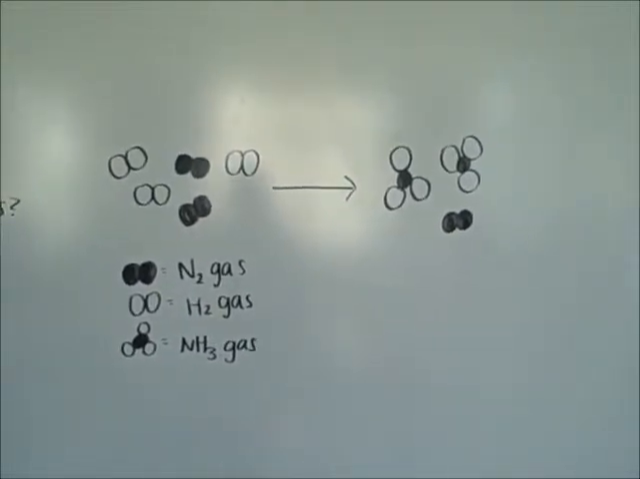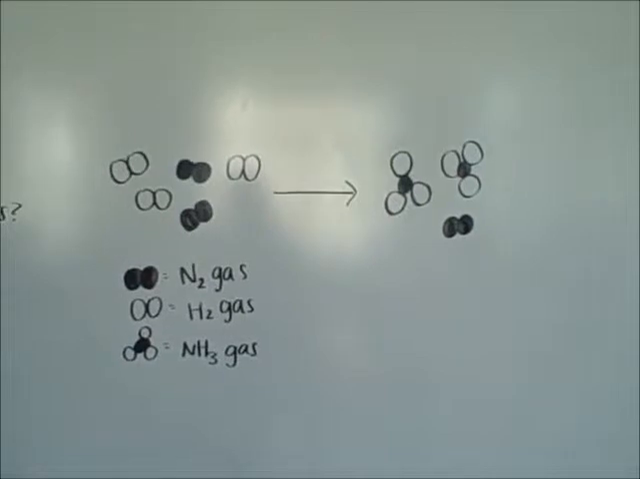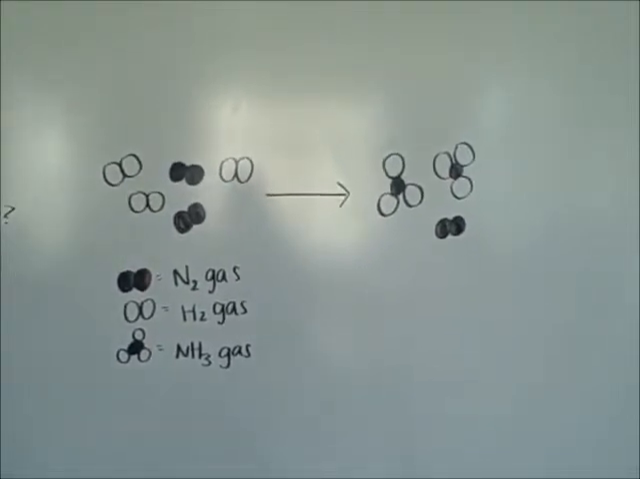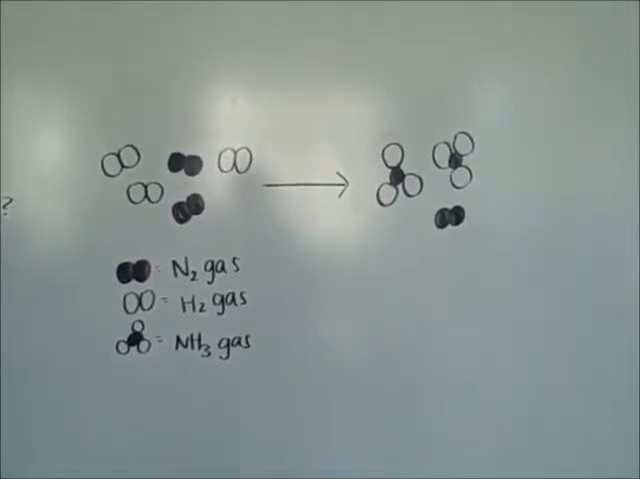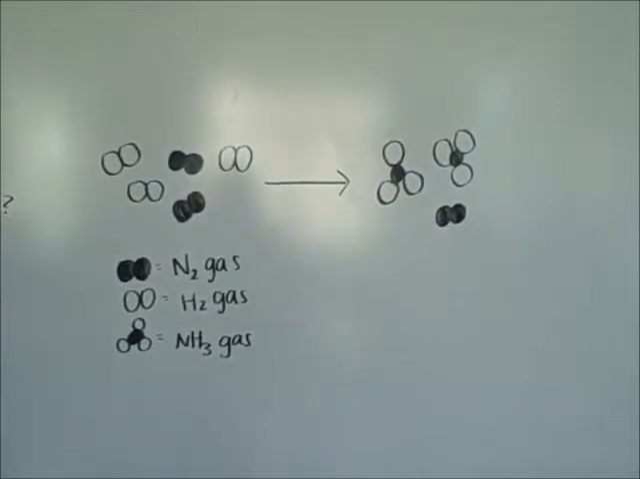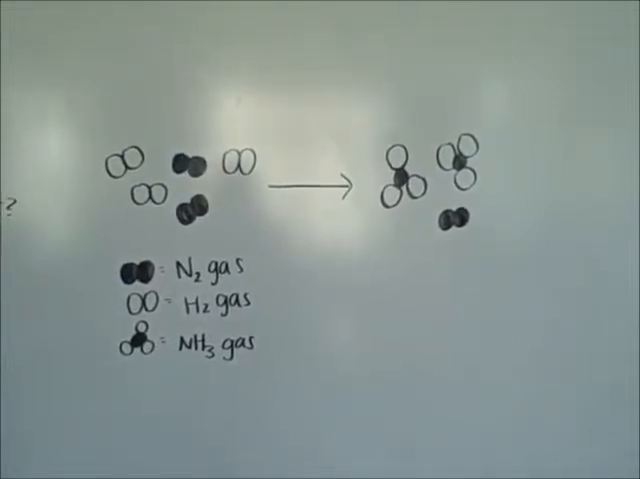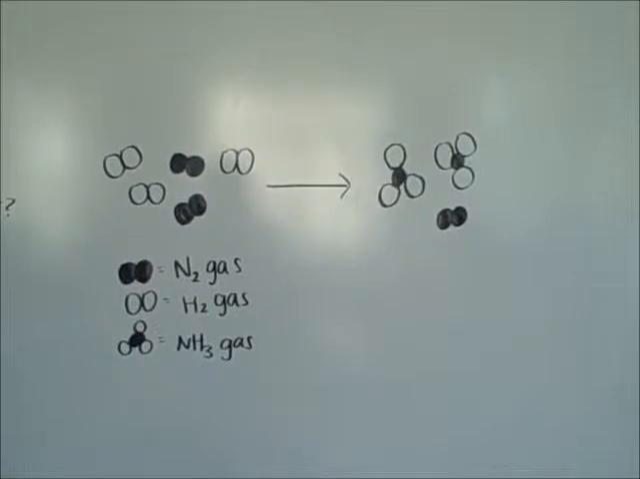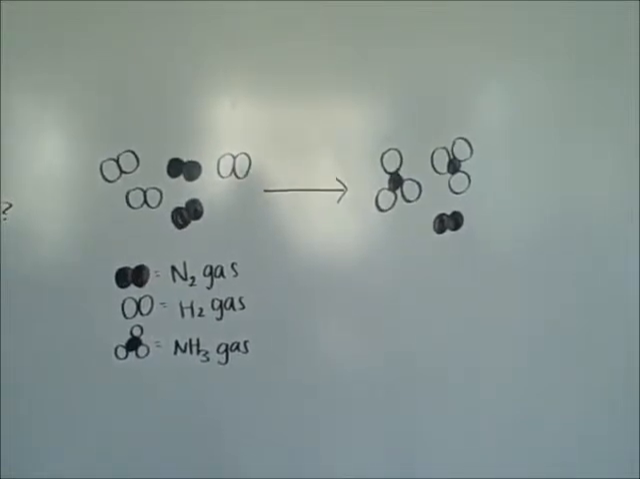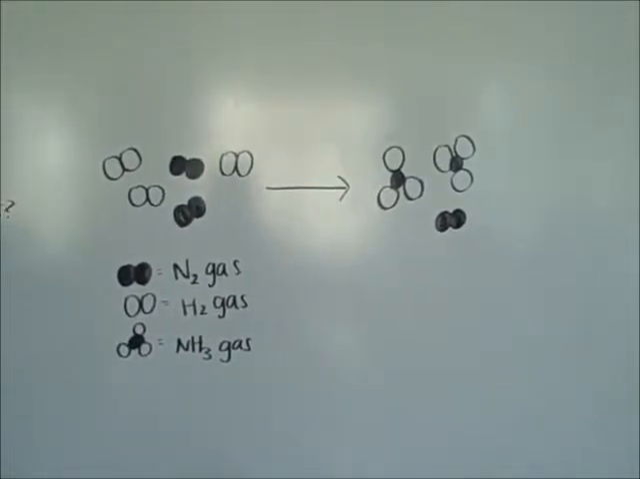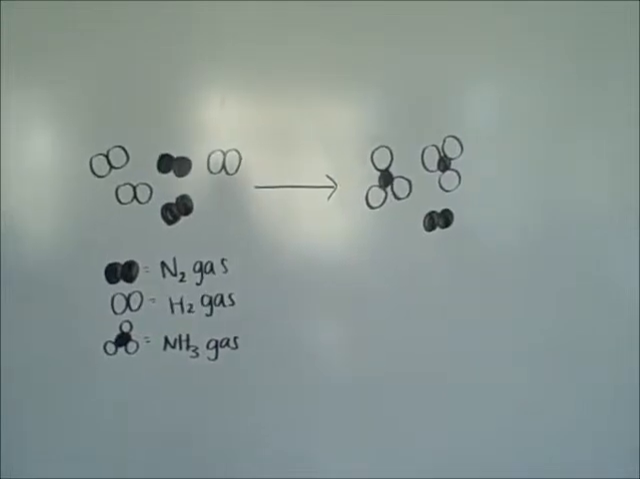When 2 moles of nitrogen gas react with the 3 moles of hydrogen gas, the hydrogen gets used up before the nitrogen gas does. When the reaction is complete, there is still a mole of nitrogen gas remaining. This means the nitrogen gas is the excess reactant and the hydrogen gas is the limiting reactant.